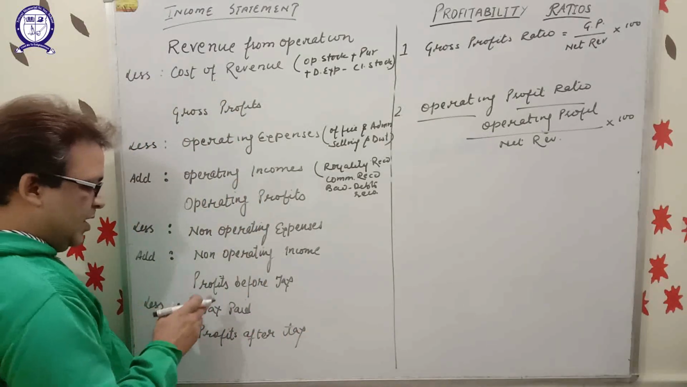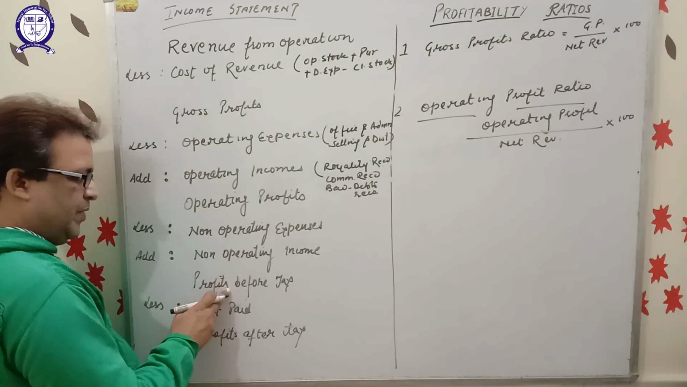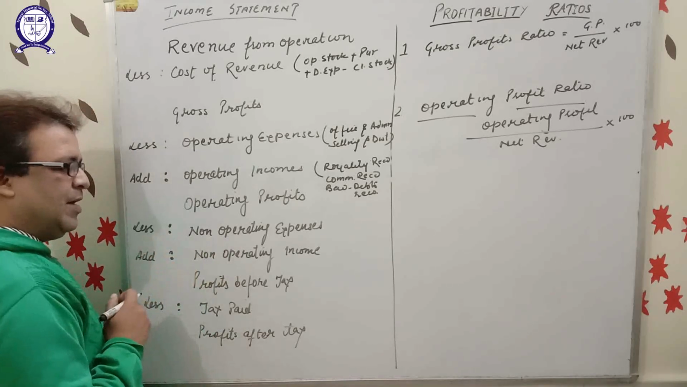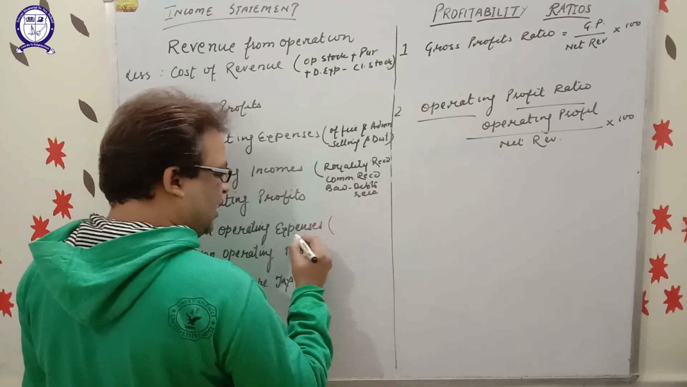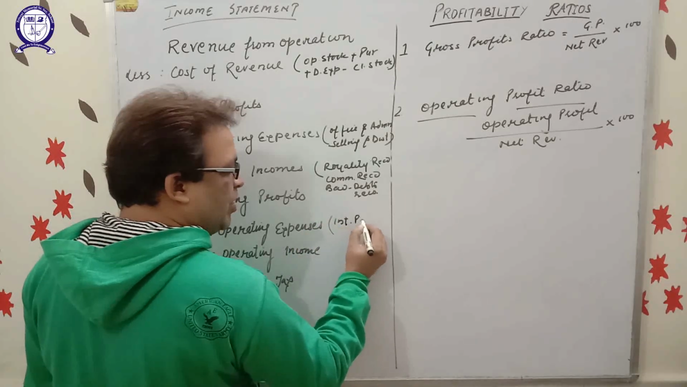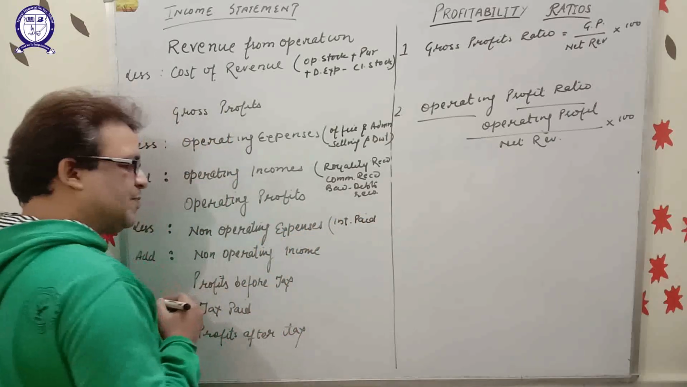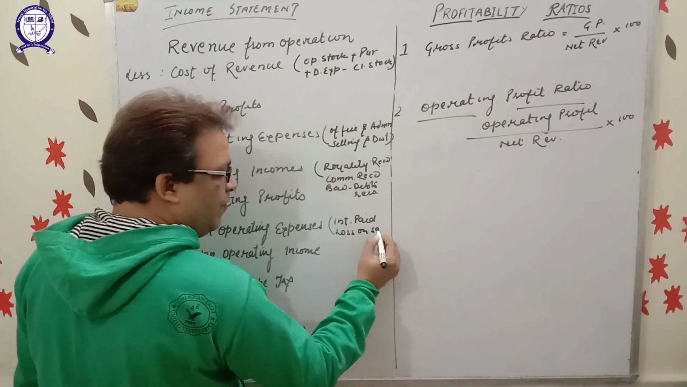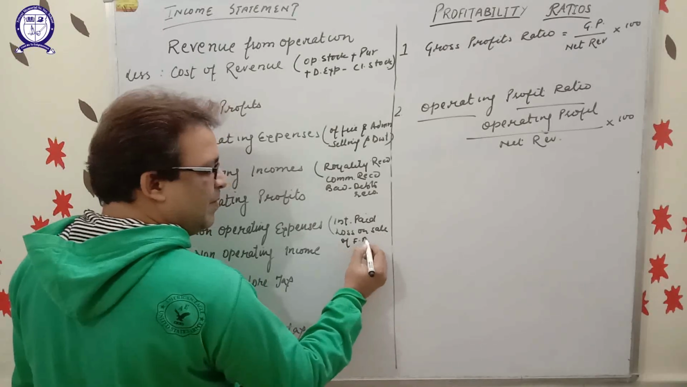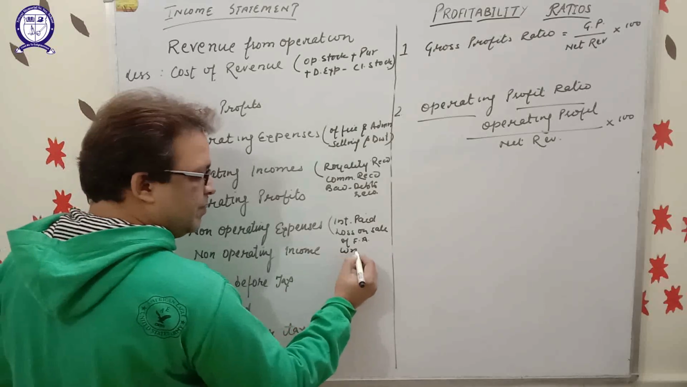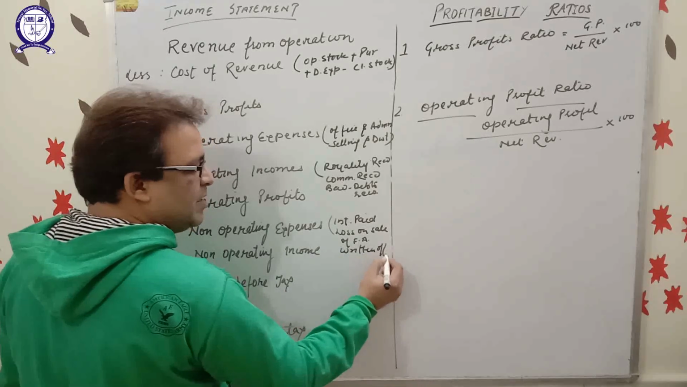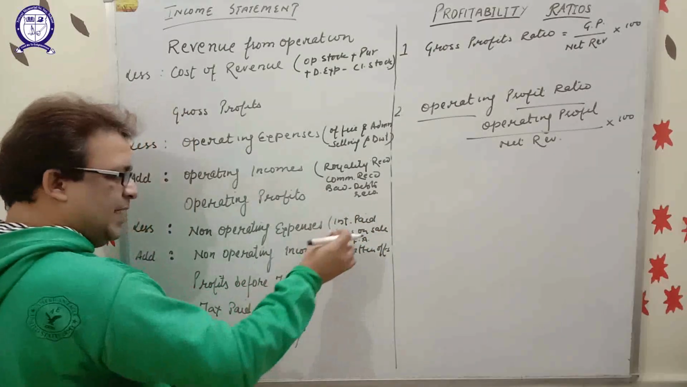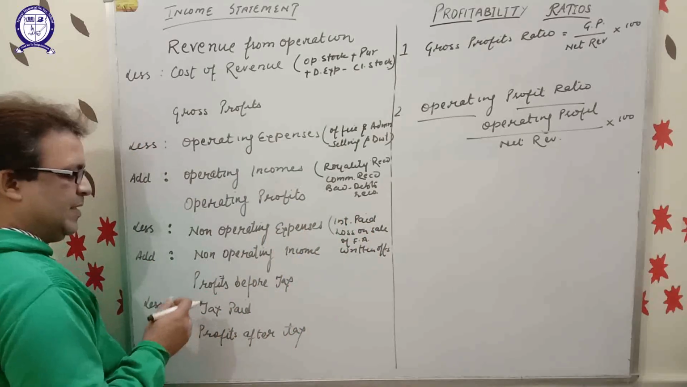Indirect formula: suppose net profit is given in the question, plus non-operating expenses, minus non-operating income. Examples of non-operating expenses: interest paid on long-term liabilities, loss on sale of fixed assets, that means abnormal losses or written offs, preliminary expenses written off, share issue expenses written off.